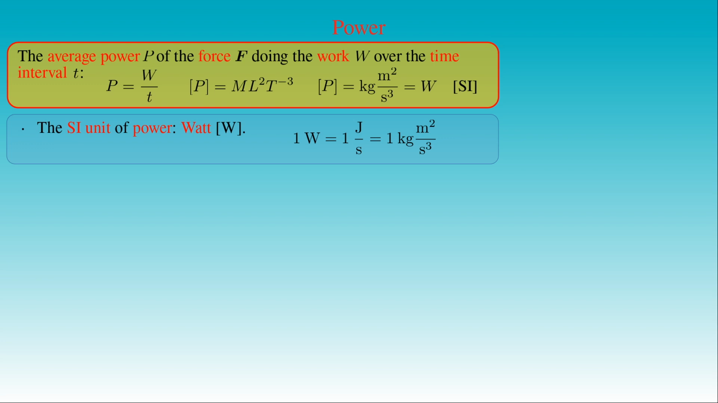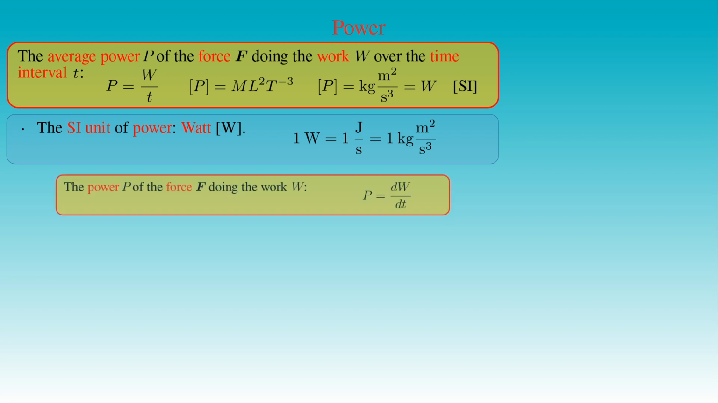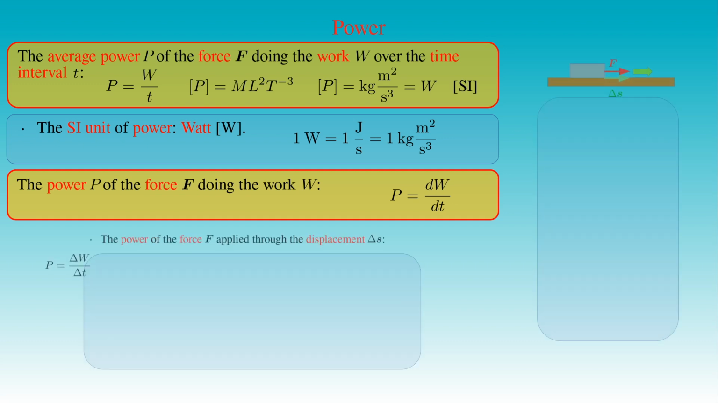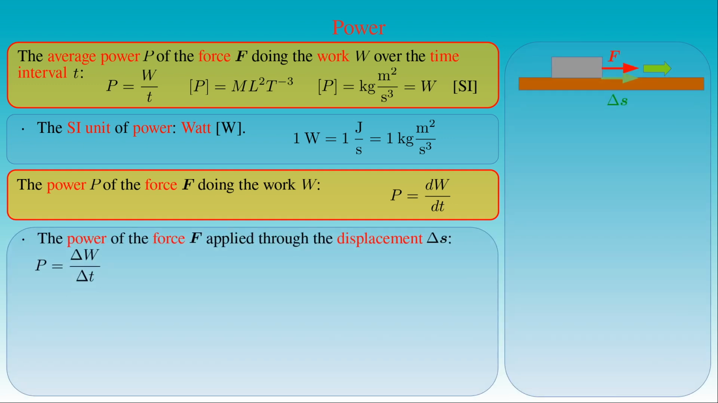Based on the definition of the average power, we can introduce the power P of a given force acting on a body as the derivative of the work W done by the force with respect to the time t. The definition of the average power also helps us to express the power P of the force F performing the work delta W on a body over a small time interval delta t, if we substitute the scalar product of the force F and the displacement delta S covered by the body over the time interval delta t into the work delta W.